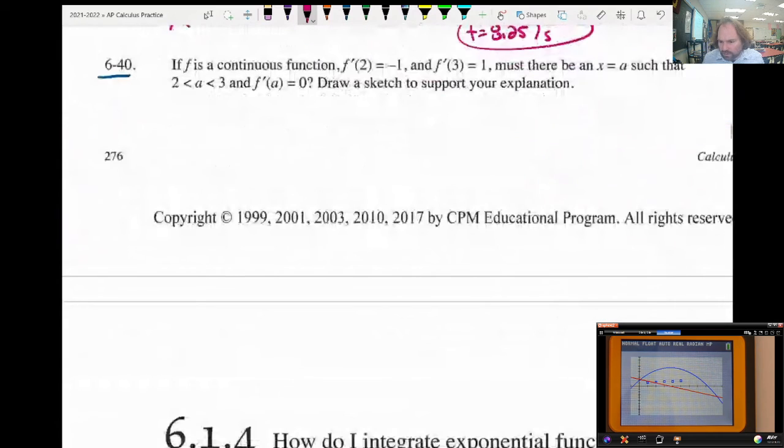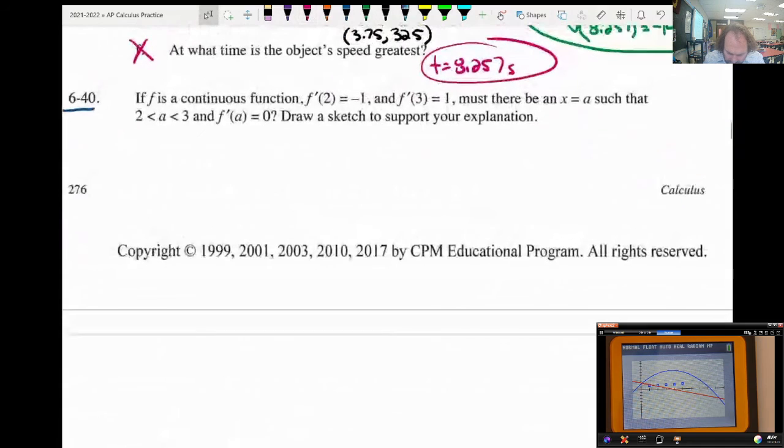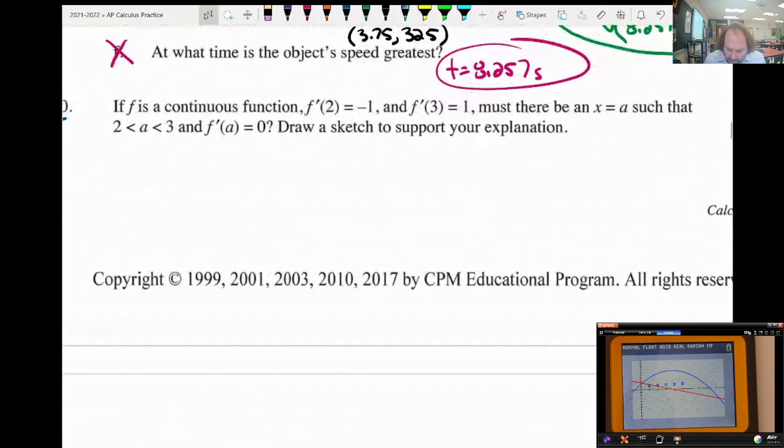And let's do 640. One more of these to look at here. If f is a continuous function, f prime of 2 is negative 1, f prime of 3 is 1. Must there be a function a in between 2 and 3 such that f prime of a is 0? Let's try it. Let's think about what this is saying. So we have 2 and we have 3 on our graph.